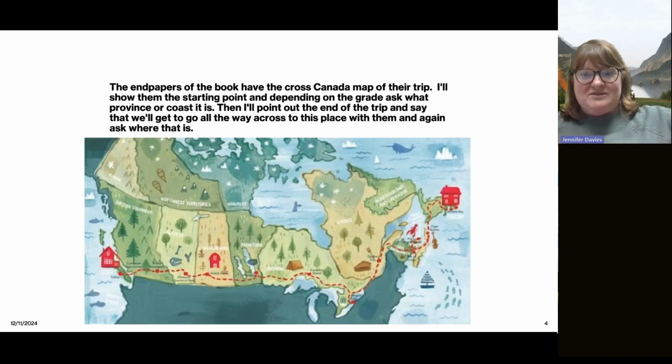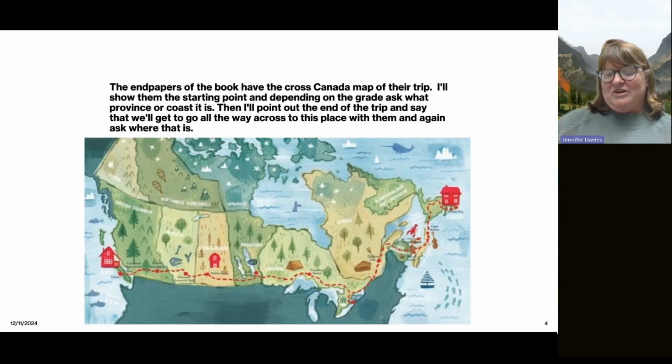Or I'll say, what coast is this? What direction? And then point out the end of the trip. And then we'll get to all the way across the country, going to all these stops. We're going to end up over there. What province is that? You know, where are we going to get to?